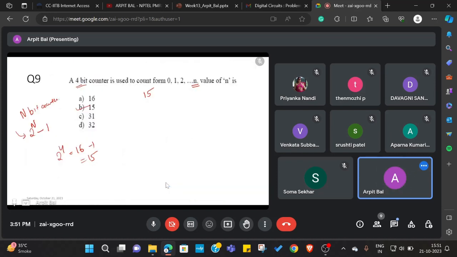The next question is related to the terminal value. Using the formula 2 to the power n minus 1, you can arrive at the terminal value. So a 4-bit counter means 2 to the power 4 minus 1, that is 16 minus 1, that is 15.